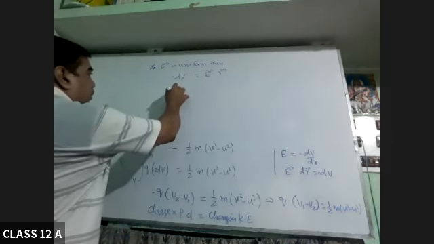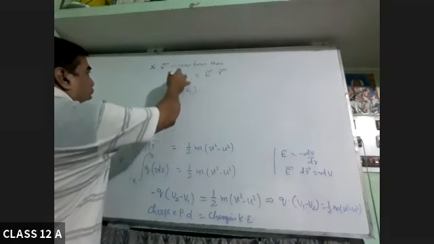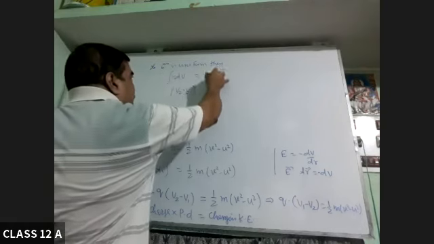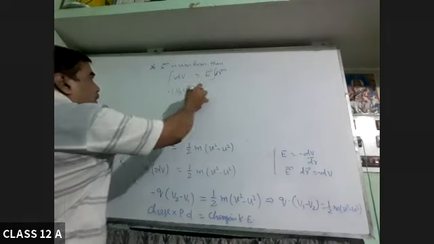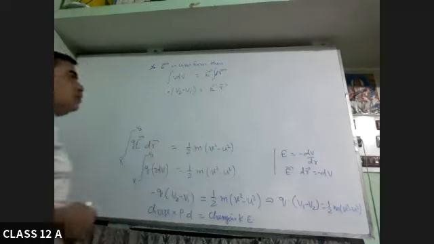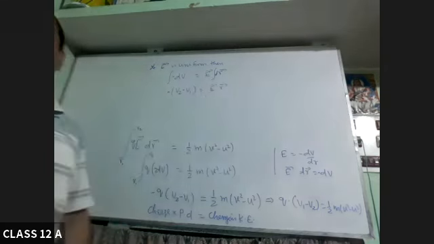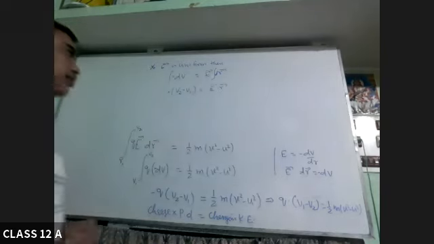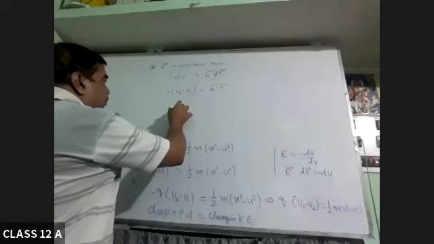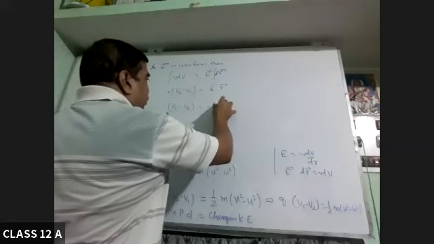So this delta V or dV, this V2 minus V1, or we can say integration of this dV, will become integration of E dot dr, E into R. R means final position minus initial position, that is the displacement vector. So this V1 minus V2 is minus E into R.